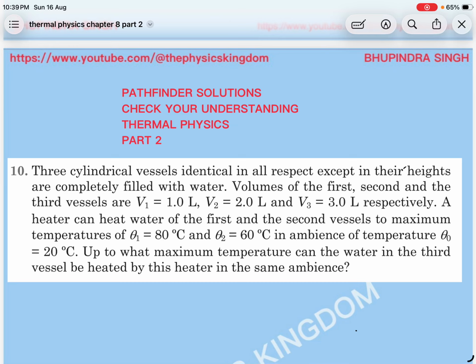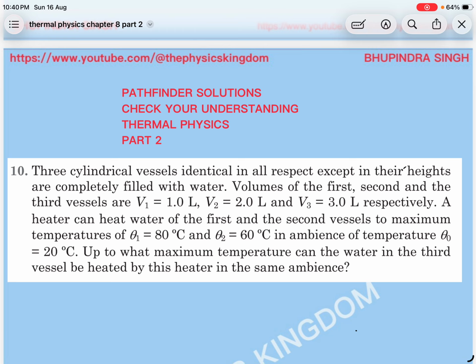Hello, dear students. Let's continue our discussion on Pathfinder Check Your Understanding section of Thermal Physics, Part 2. From question number 1 to 9, I already discussed in Part 1. Now we will begin from question number 10.